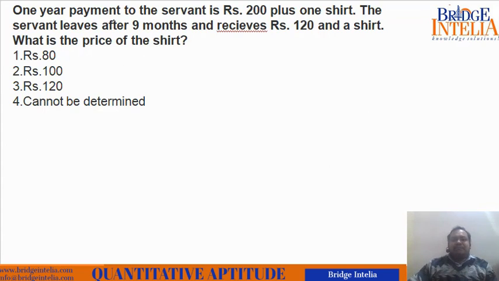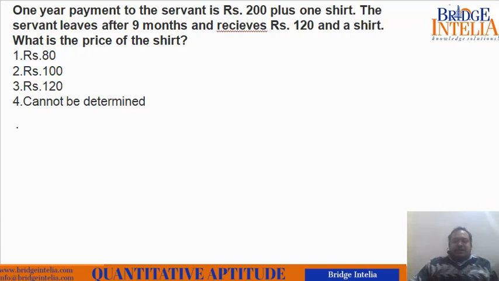One year payment to the servant is rupees 200 plus 1 shirt. The servant leaves after 9 months and receives 120 and a shirt. What is the price of the shirt? Now please understand what the question is. If a servant works for one entire year, that means 12 months.